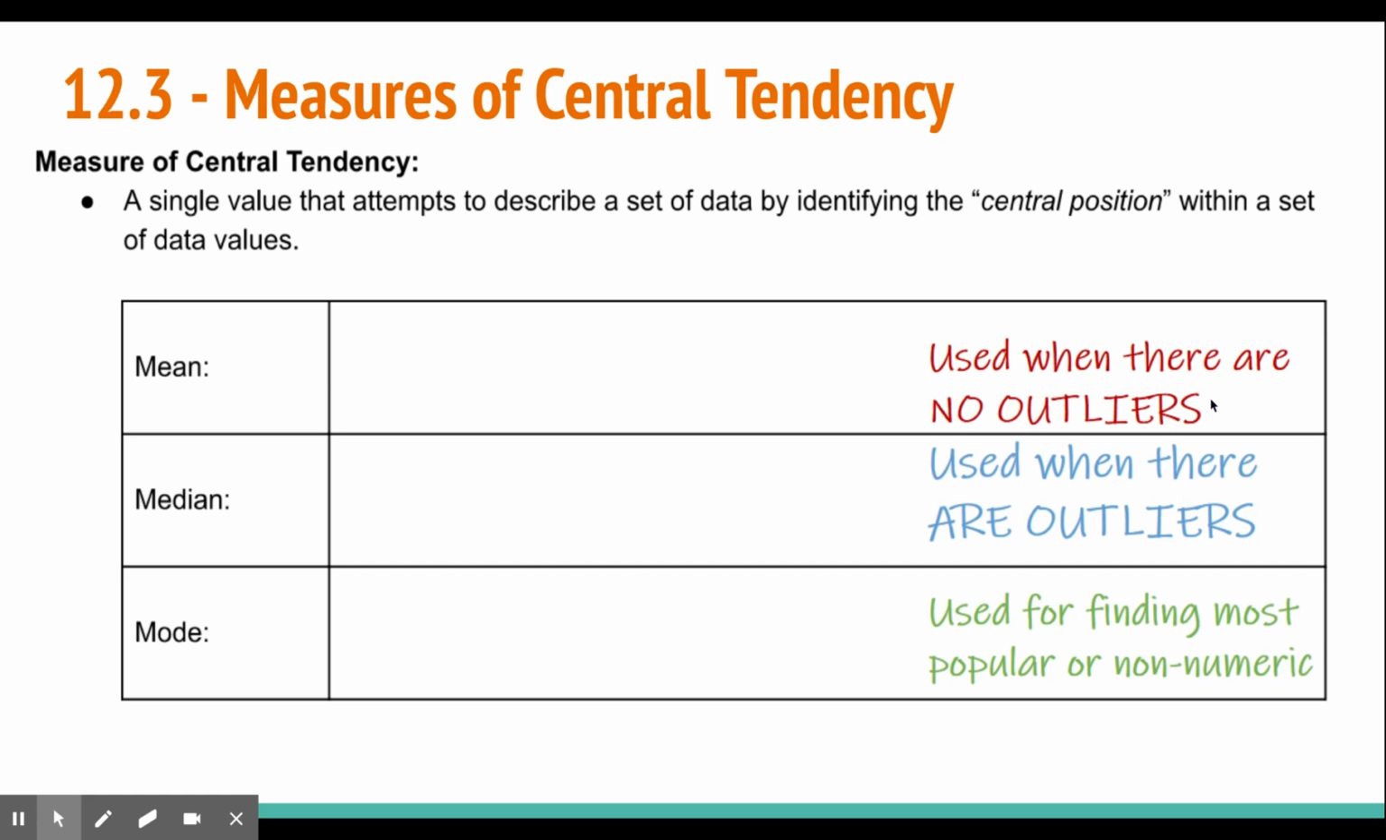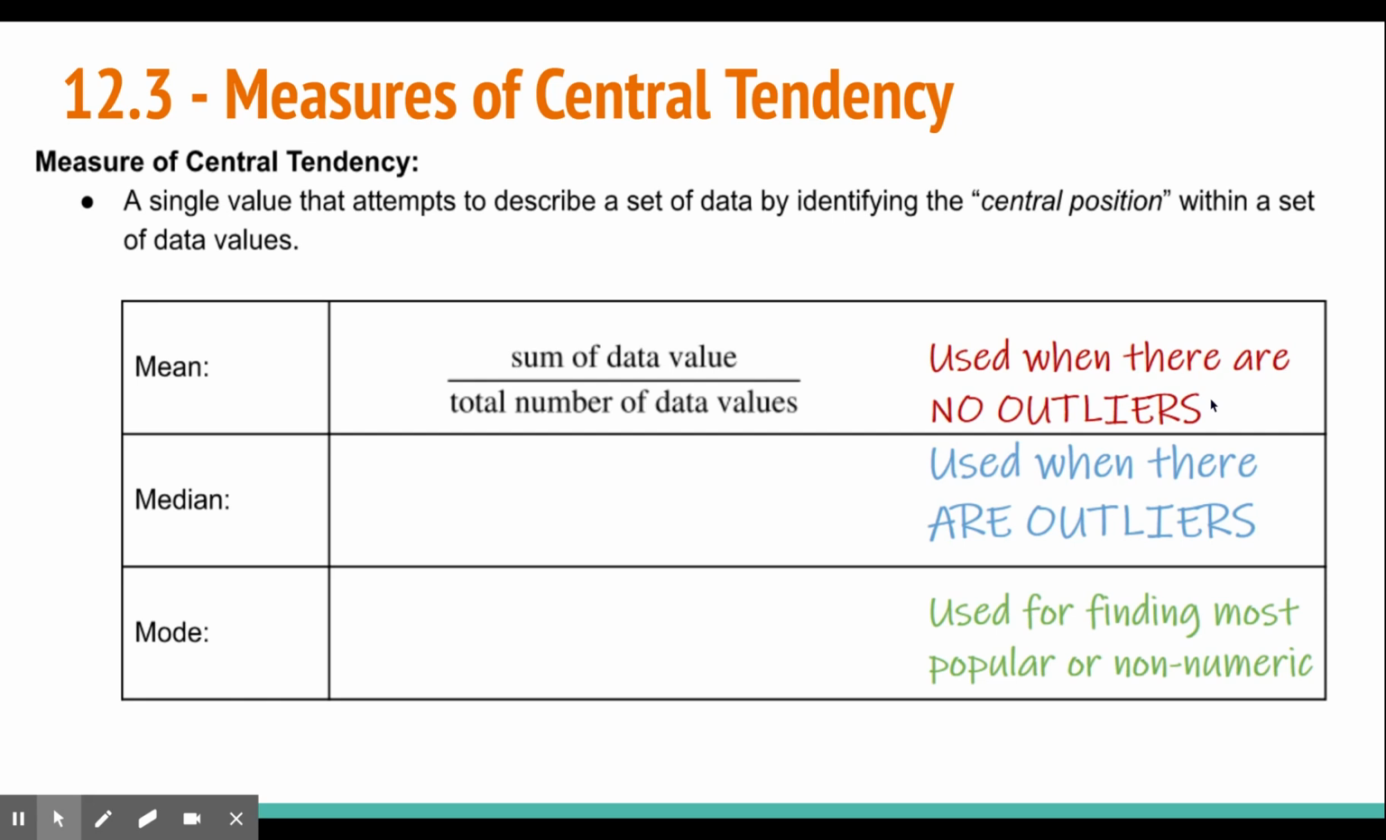The mean, that is where you add up all the data values and then you divide by however many data values that you have. So if you had the numbers 1, 2, 3, and 4, the sum of that would be 10. You would divide that by how many there are, which is 4, to get a mean of 2.5. So you add them all up, divide by the total that they are. The mean gives a good measure of the center when there are no outliers.